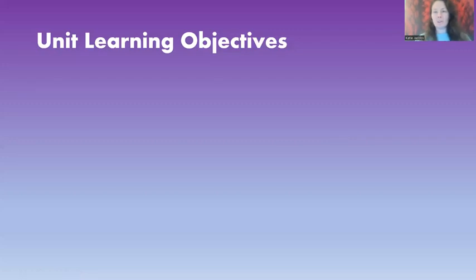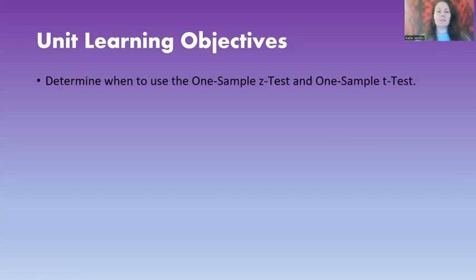This week there are some unit learning objectives that I would like you to be able to do by the time we get to the end of this lecture. I'd like you to be able to determine when to use the one sample z-test and when to use the one sample t-test. We're actually going to learn how to calculate one of them. They're both actually pretty similar, but I do want you to be able to know when you need to use both of these.